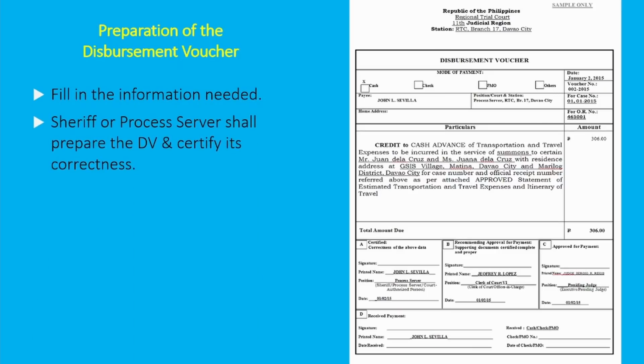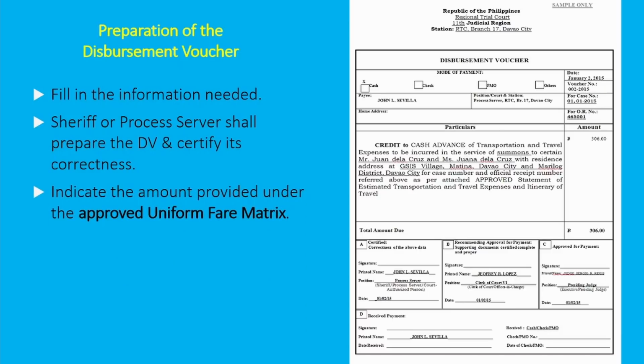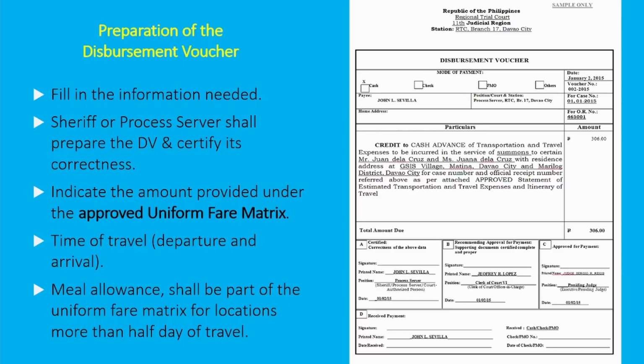Sheriff or process server shall prepare the DV and certify its correctness. Indicate the amount provided under the approved uniform fare matrix. So the amount to be provided should be in consonance with the approved uniform fare matrix. Time of travel should be provided, departure and arrival. The meal allowance shall be a part of the uniform fare matrix for locations more than half day of travel. Okay, so you may consider adding a meal allowance.